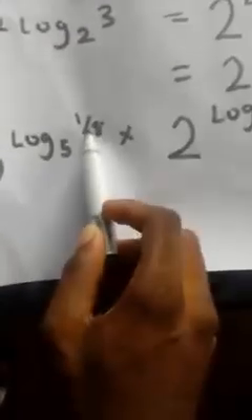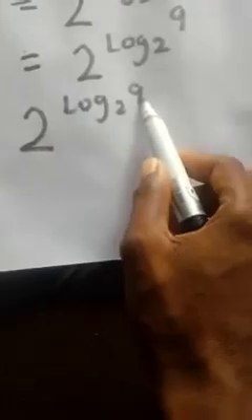Now look, this is base 5. This is base 5. And using the same base 5 to raise the log, that means the answer is what? 1 over 8. So now this is 1 over 8 times. Now the same thing here. This is base 2, and using 2 to raise the log, therefore the answer is what? 9. So times 9. So if you simplify this now, it becomes what? 9 over 8.